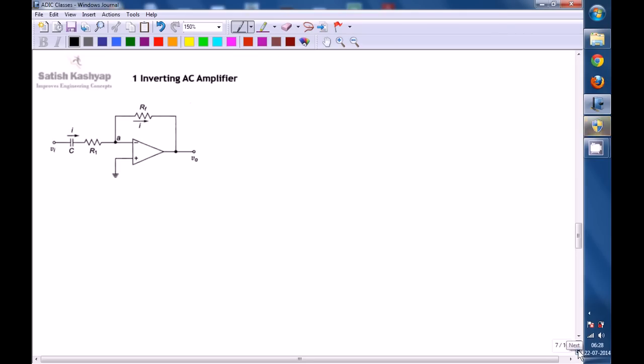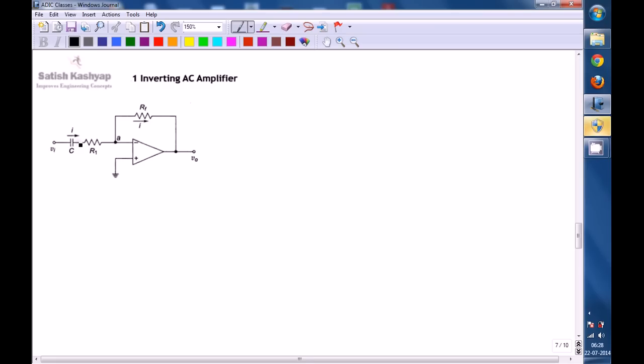So this is the inverting AC amplifier circuit diagram. As it is mentioned, it is an AC amplifier made up of an op amp in inverting mode. In inverting mode, the input signal is applied to the inverting terminal and the non-inverting terminal is kept at ground. So that is what you can observe here. The input signal is applied to the inverting terminal through an R and C network, and the non-inverting terminal is kept at ground.